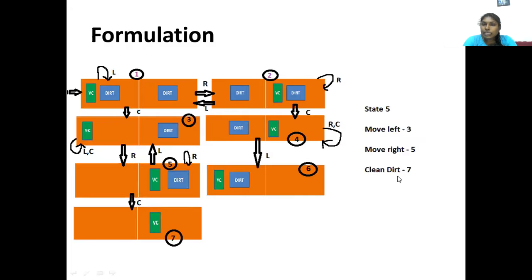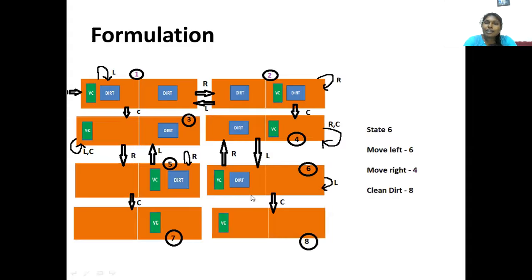And when it wants to clean dirt, the dirt in the left side room will be cleaned and you'll have a new transition to a state like this. Both the rooms will be clean and the transition will move to this place. Okay, so finally we achieved the goal state, but we still have to find the remaining possible transitions too. So from state 7 and state 8, find the remaining possible transitions.